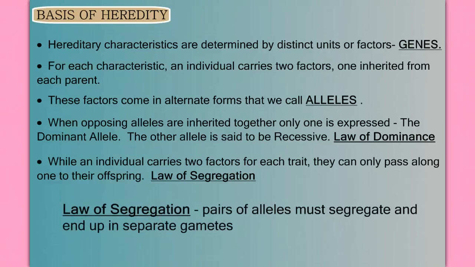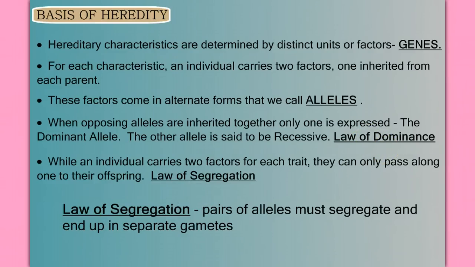Traits or characteristics, in this case height, were not being controlled by one factor, but instead two. If it was controlled by only one, then how could shortness return? So an individual receives two factors for each trait, one from each parent. Those factors come in two forms, one that dominates the other. In other words, one factor will be expressed over the other when both are present at the same time. We call this the law of dominance.